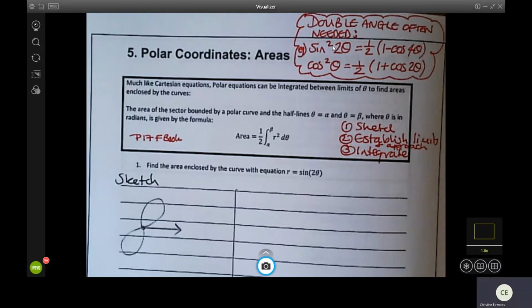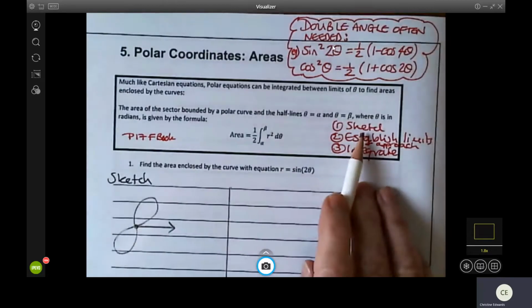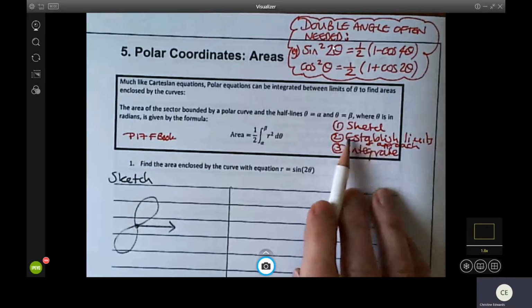This video introduces the method for finding the area of polar curves. Now, for each one, it is a good idea to follow the 3 steps involving sketching the graph, so you know which area you're focusing on.